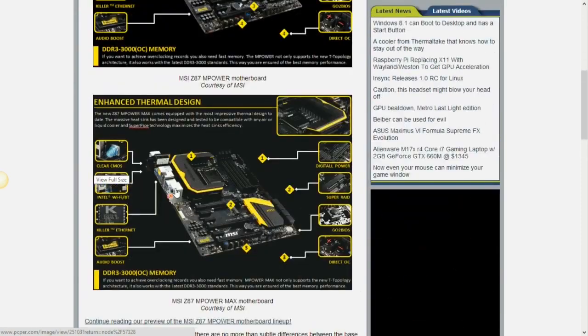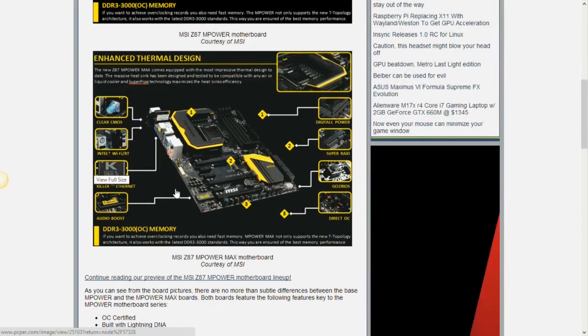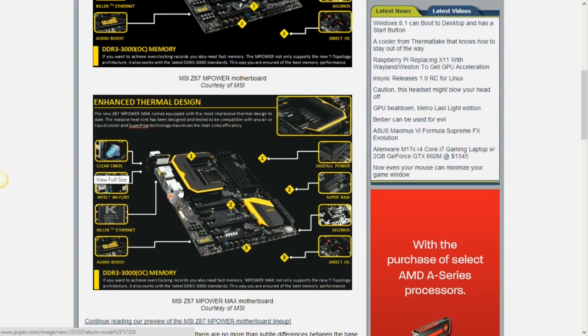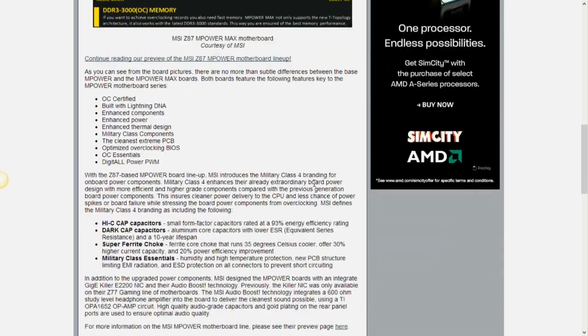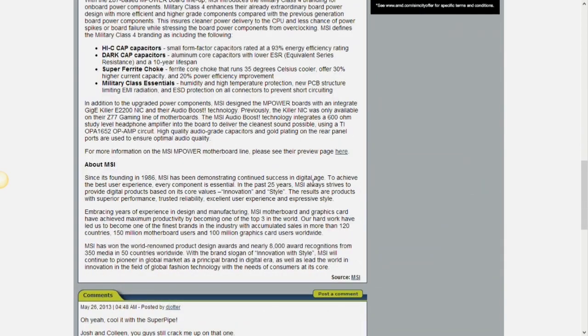Is this the same picture? What am I looking at? One is the MPOWER, one is the MPOWER Max. So we'll have reviews and stuff of those motherboards. There's nothing really interesting to show. We didn't get a huge lineup breakdown like we did from ASUS and Gigabyte from MSI.